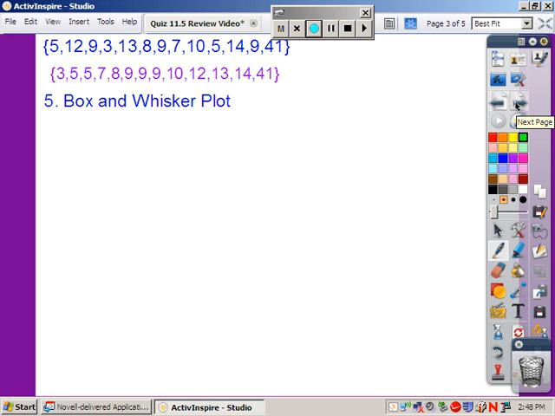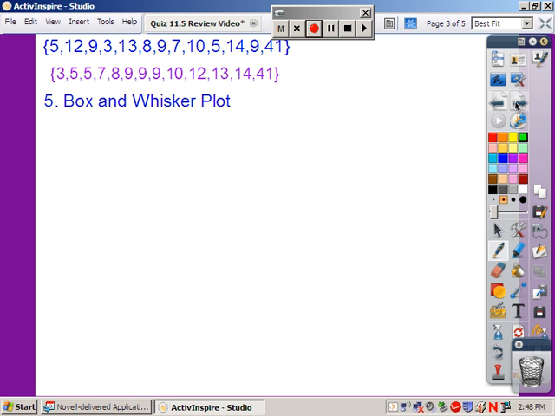All right, so the last part of dealing with this data set asks you to make a box and whisker plot. So what I'm going to do to make this a little bit easier is I'm going to put a grid up here and do this on graph paper. That way I make sure my numbers that I'm writing on here are as accurate as possible.